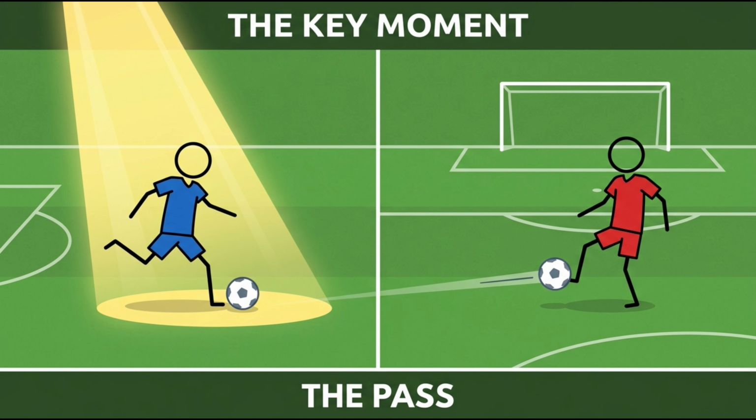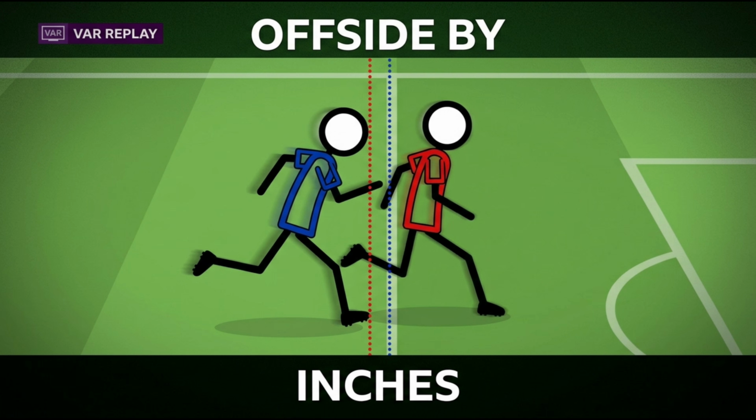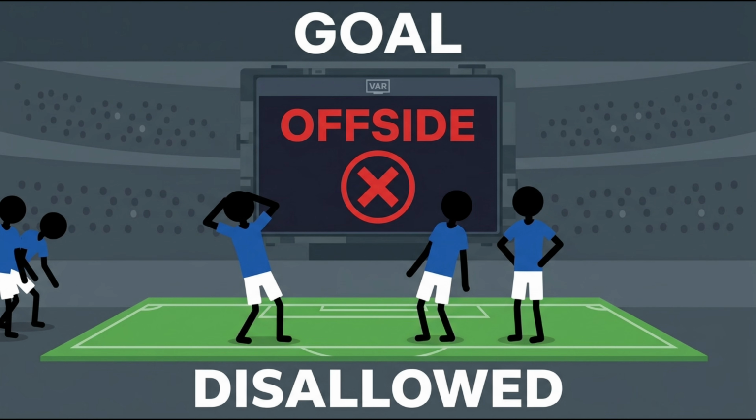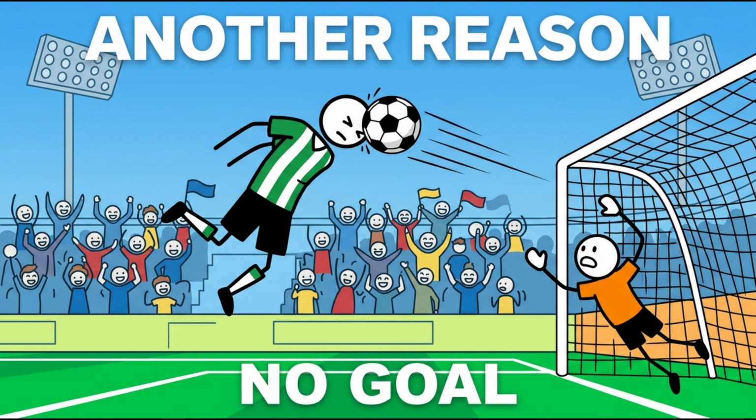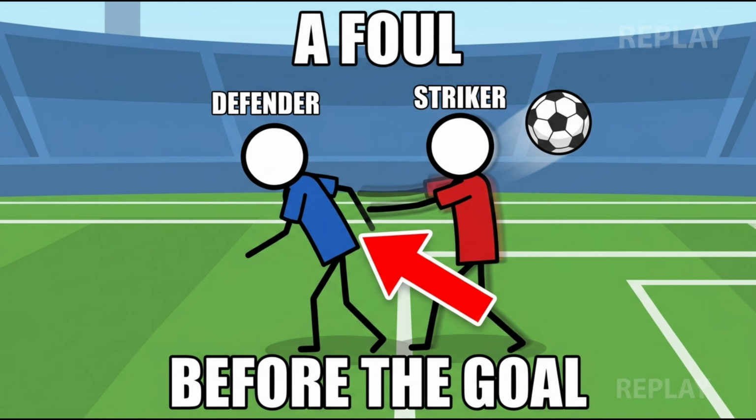The important part is when the pass is made. Not when the player receives the ball. When the pass leaves the teammate's foot. That's the moment officials look at. Sometimes we're talking about inches. A shoulder. A knee. Part of a boot. And yes, goals have been disallowed at World Cups because of margins that small. It can feel harsh. But the rule is the rule. If the attacker was offside during the build-up, the goal comes back.